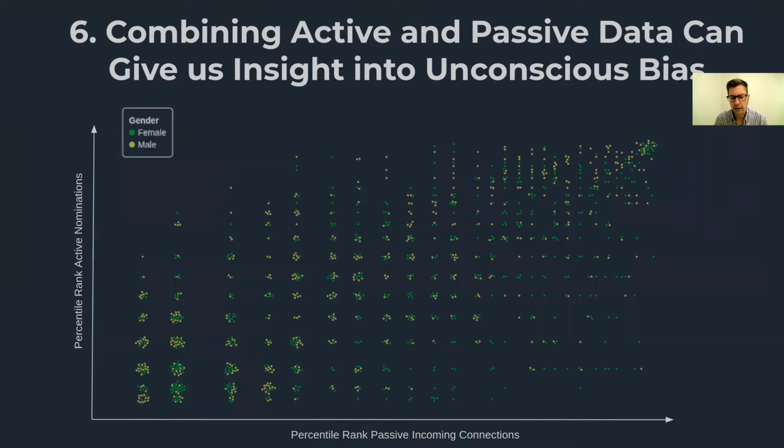And then on the horizontal axis, we've got the same thing, but for the passive incoming connections, so that we pulled from email data. By its nature, the passive is objective data, whereas the active data relies on people reporting their relationships with other people. If you think about the 45-degree line here, if somebody's on that 45-degree line, then their ranking in terms of their active nominations, so reported by other people, is the same as their ranking in terms of the passive connections.